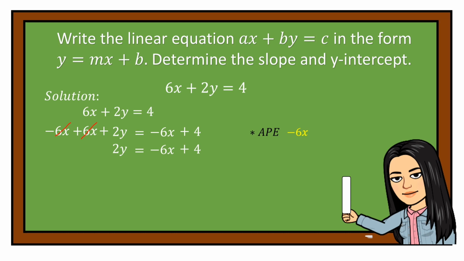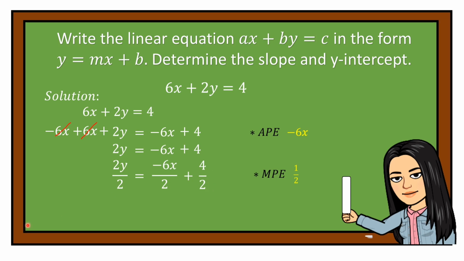Next, since meron pang 2 sa tabi ng y, we're going to use multiplication property of equality. So ano naman ang imumultiply natin? So we're going to multiply 1 over 2 para makancel yung 2 sa tabi ng y. Okay? So that would be 2y over 2 equals negative 6x over 2 plus 4 over 2.